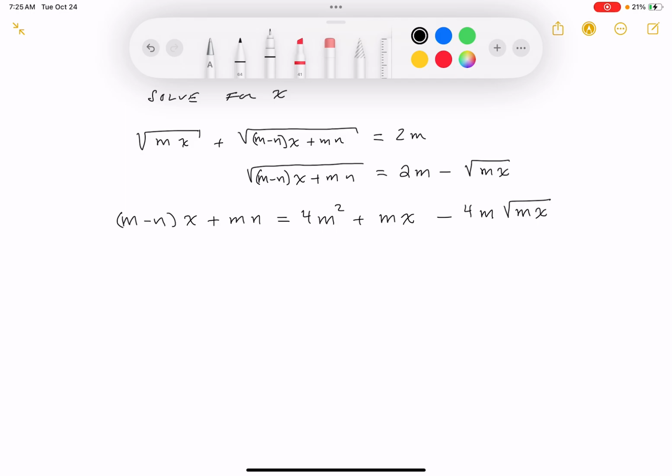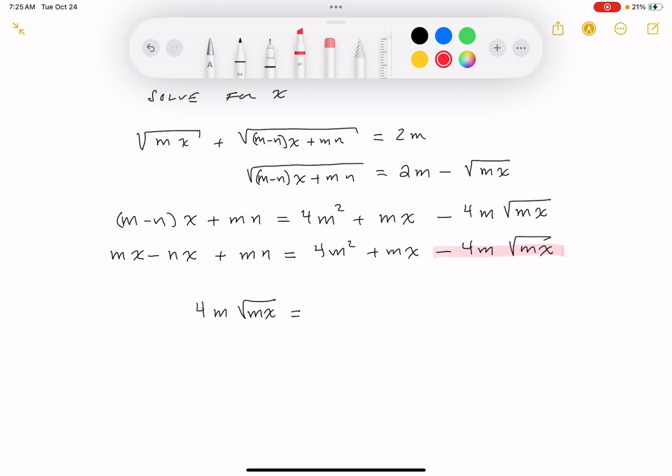And before I do that, I want to simplify the left side a little bit. I get mx minus nx plus mn equals 4m squared plus mx minus 4m root mx. All right, so I'm going to try to isolate that radical, and I'm going to put it on one side, so it's 4m root mx. All right, so I got that part done. I just took care of that.